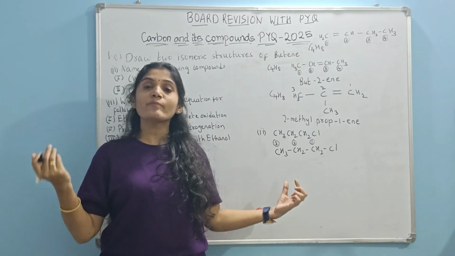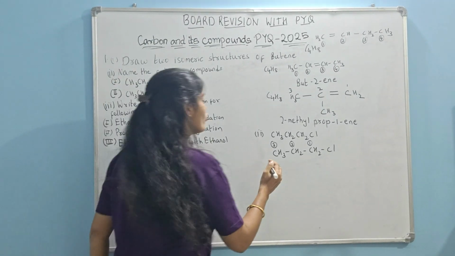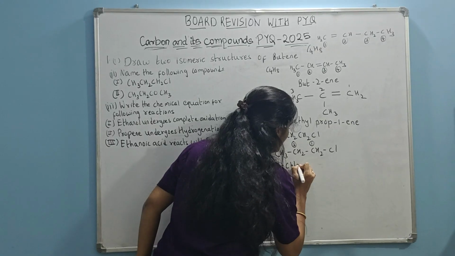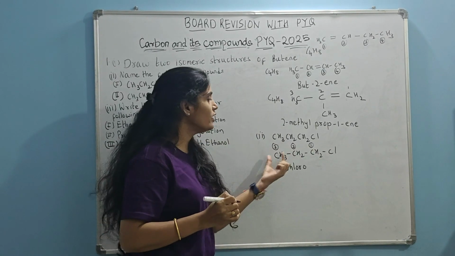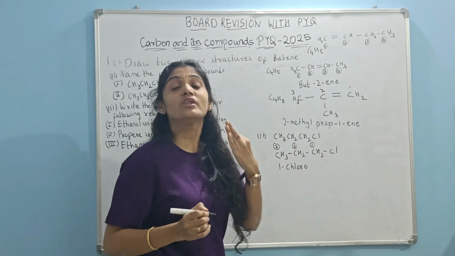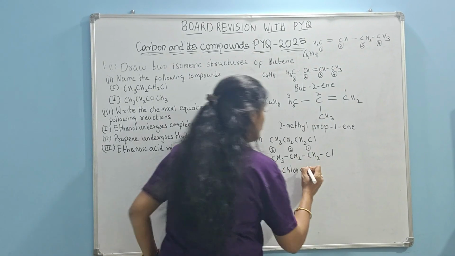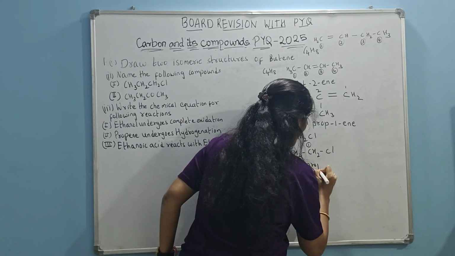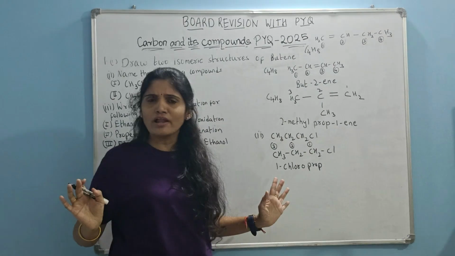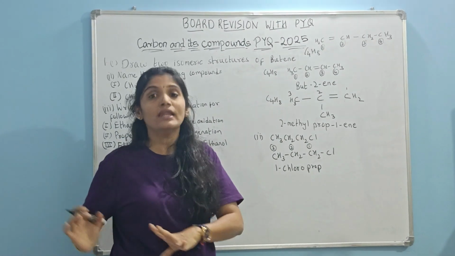Chlorine, when it becomes a substituent, I call it chloro. So what should be the name of the compound? 1-chloro. Next I told you, write the number of carbons present in the main chain. It is 3 carbons, so it should be prop. 1-chloro, prop. Now there is no unsaturation, so I will not end with -ene as before.